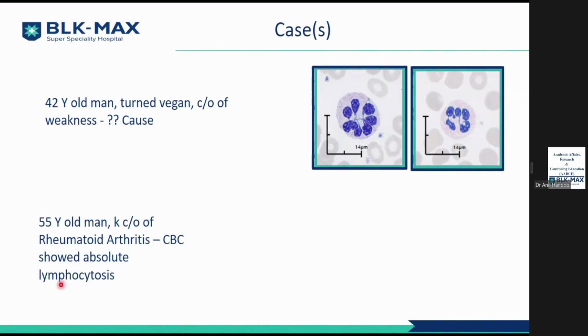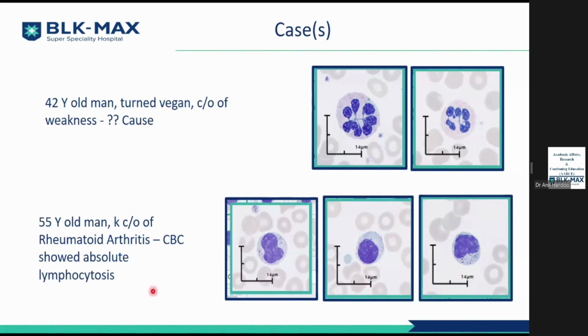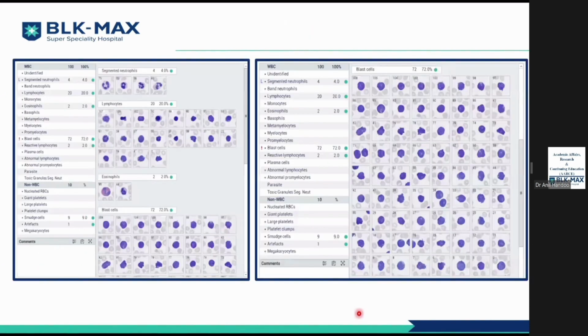There was another case which I mentioned, a 55-year-old man, a known case of rheumatoid arthritis, who was showing absolute lymphocytosis. When the cells were actually reviewed, this is the kind of cells we saw, where we had all these granules within the lymphoid cells. And we know we're dealing with a proliferation of T large granular lymphocytes, which is a common finding in cases of rheumatoid arthritis.